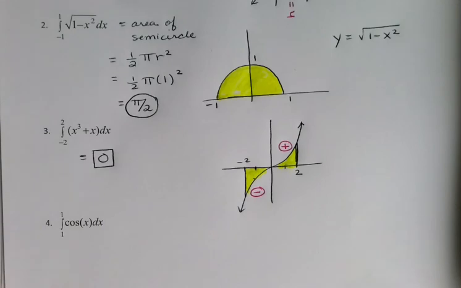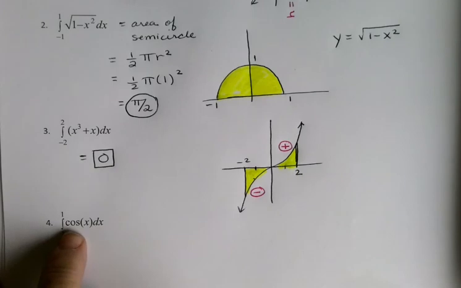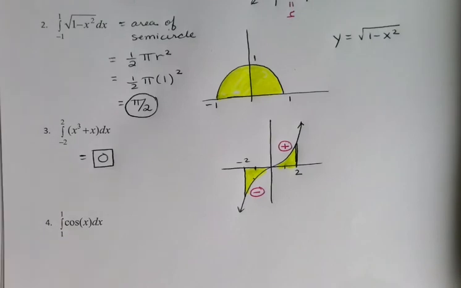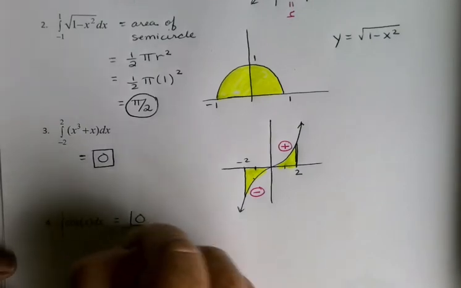All right, and the last one, this is an integral from 1 to 1. Doesn't really even matter what the function is. I know there's never any area from a limit to itself. So for sure that value is going to be 0.